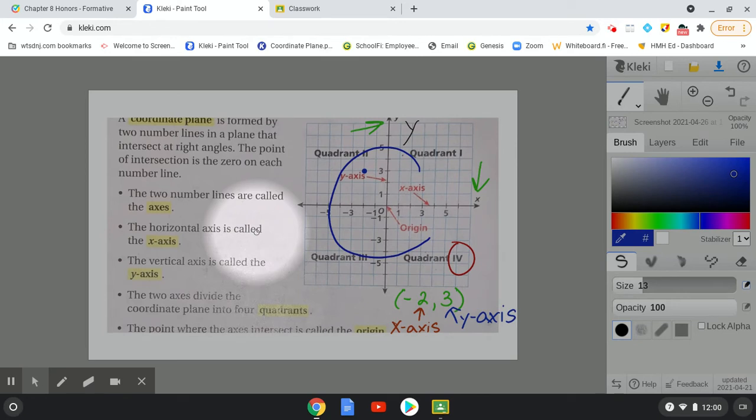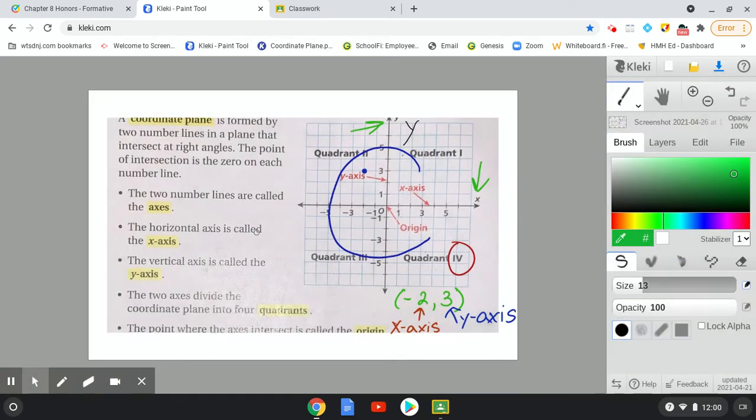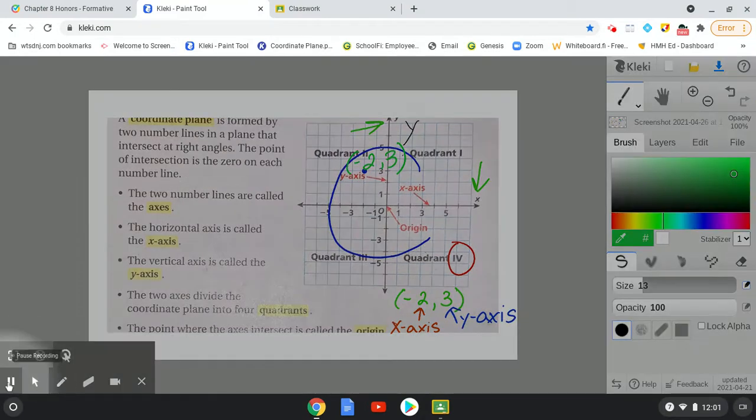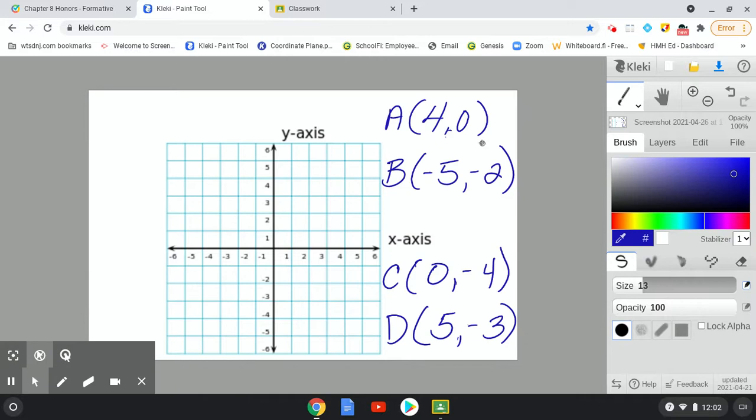So in other words, you would actually put -2, 3 next to the plotted point. You would be a little bit neater, of course. All right, so let's practice plotting some coordinates or ordered pairs. Okay, so I have these 4 coordinates that I want to plot. I listed them as A, B, C, and D.